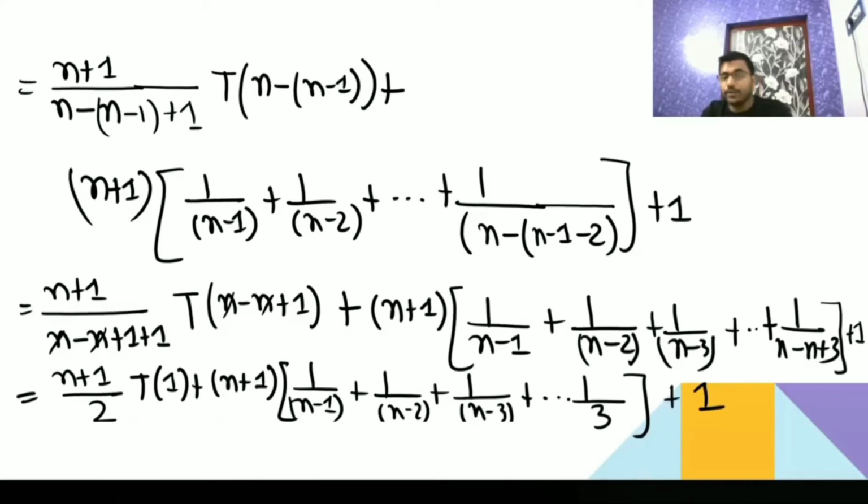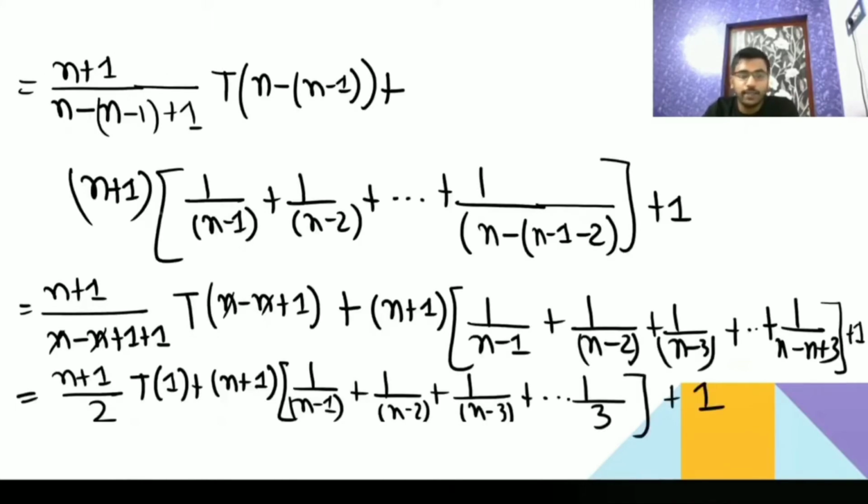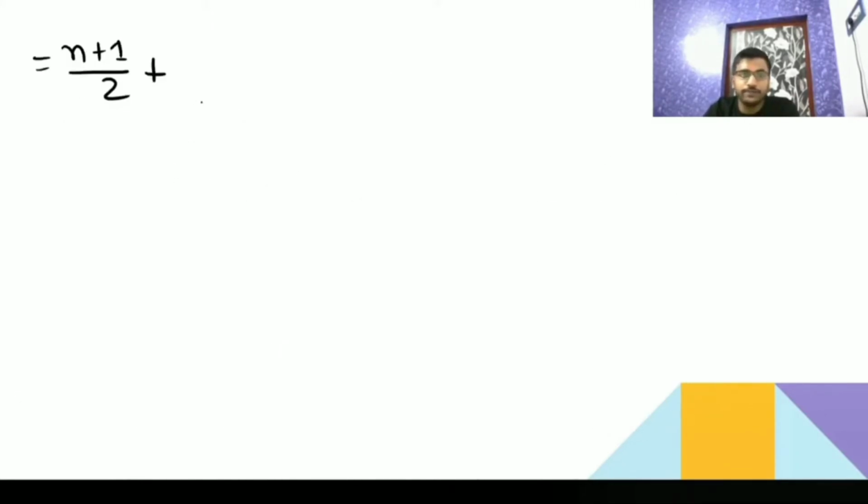After that it becomes easy. If you're done with the writing, you can let me know. You have to substitute with 1. So you are going to get n plus 1 by 2, n plus 1 by 2. Then here it was having n plus 1, n plus 1.